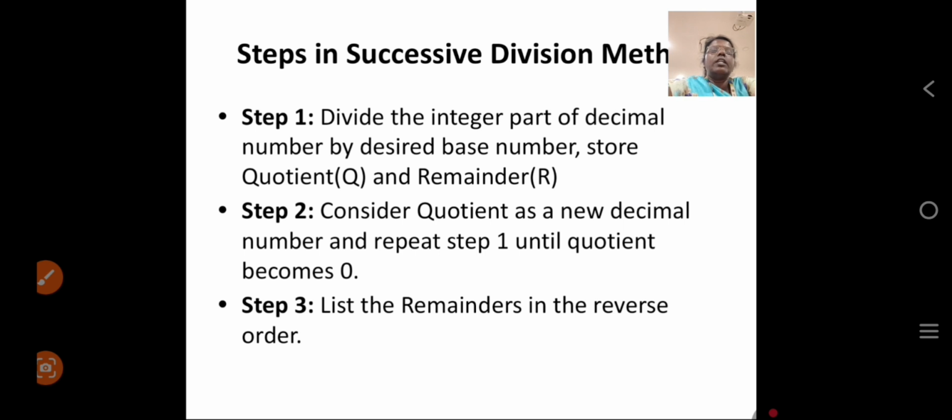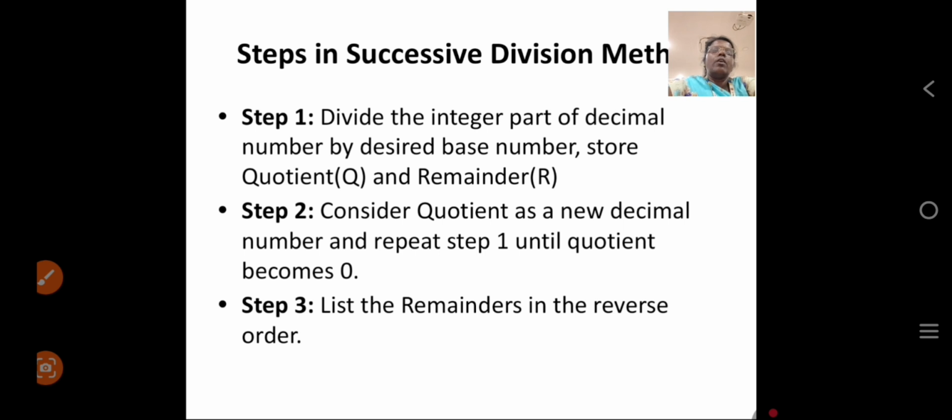First, divide the integer part of the decimal number by the desired base number, and store the quotient and remainder. For example, we may need to convert decimal to binary. But what is the desired base number? 2. So the given decimal number should be divided by base 2, and we have to find the quotient and remainder. This is the first step.